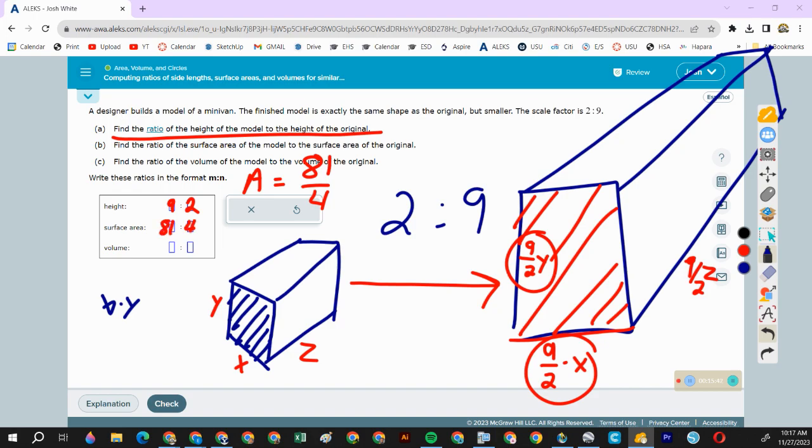What about the volume? Well, the volume is x times y times z. So over here, it would be 9 over 2x times 9 over 2y times 9 over 2z. So you're going to get 9 to the third, I don't know what that is, and 2 to the third, which is 8. What is 9 to the third? 729. So 729 to 8.